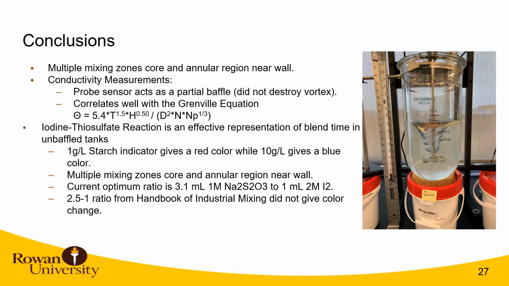As for the iodine thiosulfate reaction, it's definitely an effective representation of blend time in unbaffled tanks at the correct ratio of reactants. The 1 gram per liter starch indicator is going to give us the red color, while using a much higher concentration is going to yield that dark blue color. And you can see the mixing zones in this experiment as well. The optimum ratio that we found is 3 to 1, but the handbook said 2.5 to 1, so there are definitely some discrepancies in how much of each reactant you need to use, and that could be a little problem going forward for repeatability.